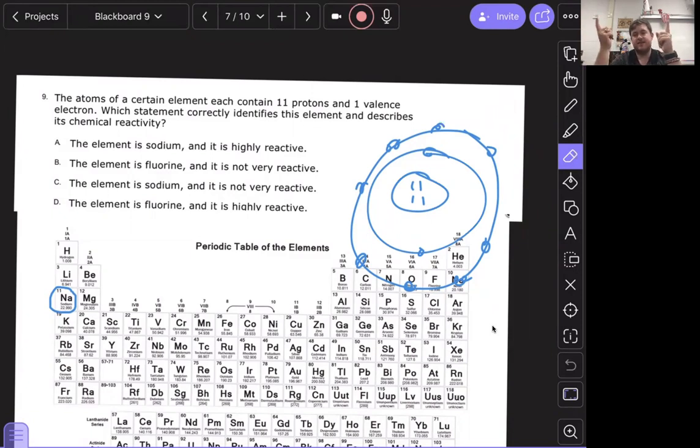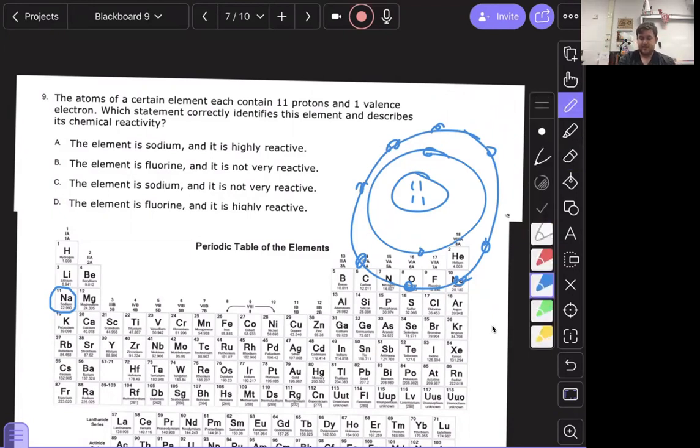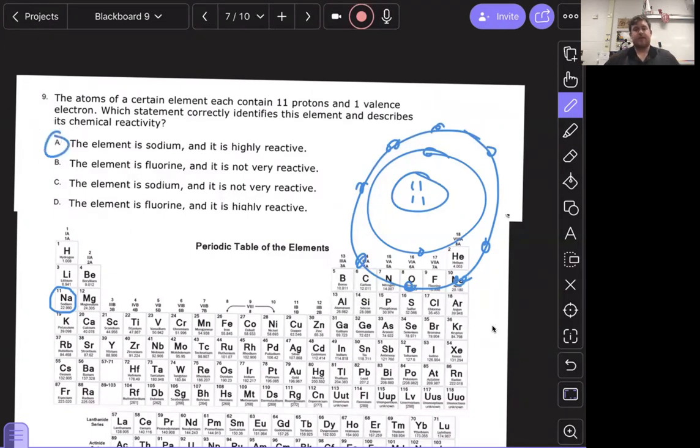Groups 1 and 17 are the closest to a full outer shell, so they're the most reactive. So a lot of us had that it was sodium, but did not put that it is highly reactive. So the element is sodium, and it is highly reactive. That's why we get so much table salt, because sodium and chlorine are so reactive that they're constantly reacting.